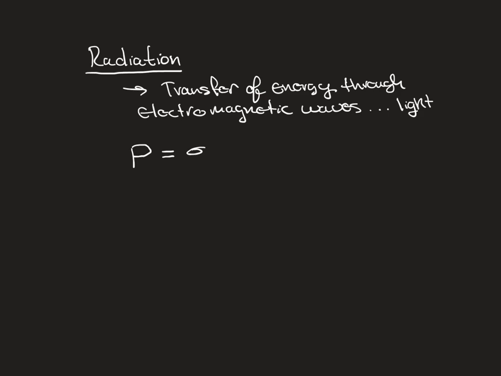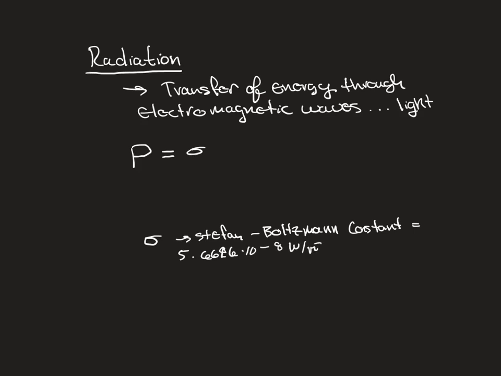And the sigma is going to be the Stefan-Boltzmann constant, different than the Boltzmann constant. And it's going to equal 5.6696 times 10 to the minus 8 watts per meter squared Kelvin to the fourth. Let me make that 9 a little clearer in here.